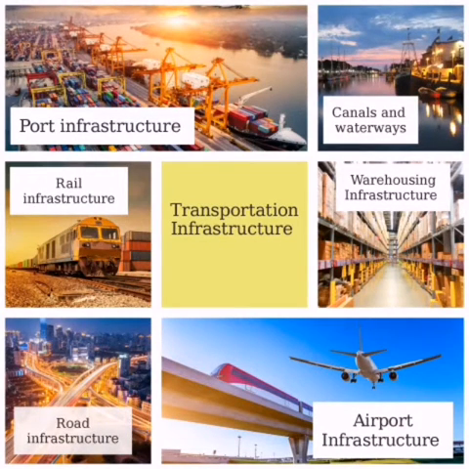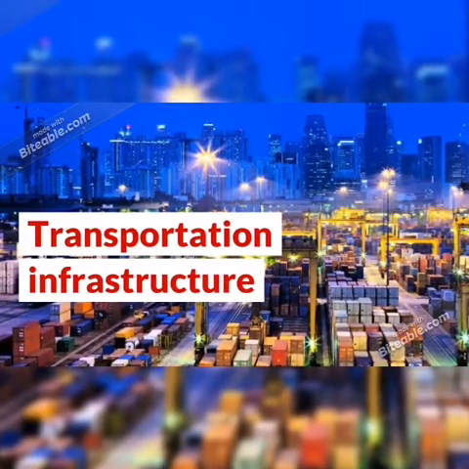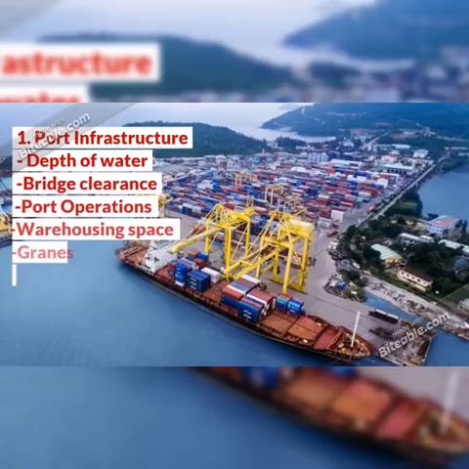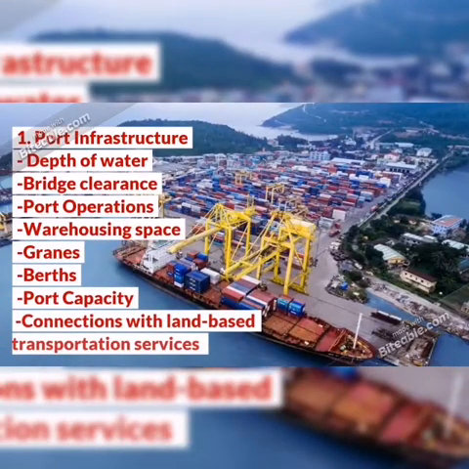Examples of transportation infrastructure are port infrastructure, rail infrastructure, road infrastructure, airport infrastructure, warehousing infrastructure, and canals and waterways infrastructure. Examples of port infrastructure are depth of water, bridge clearance, port operations, warehousing space, cranes, berths, port capacity, and connections with land-based transportation services.